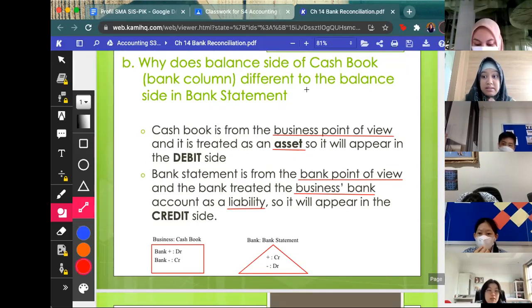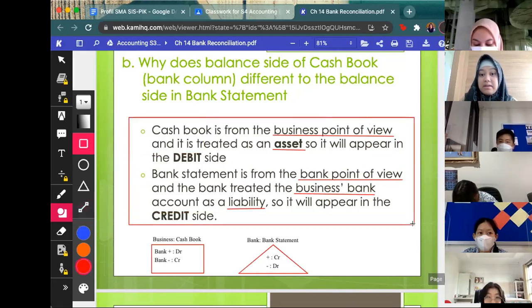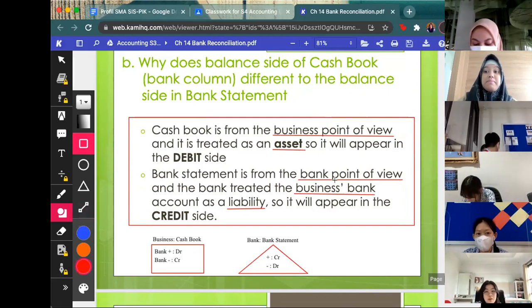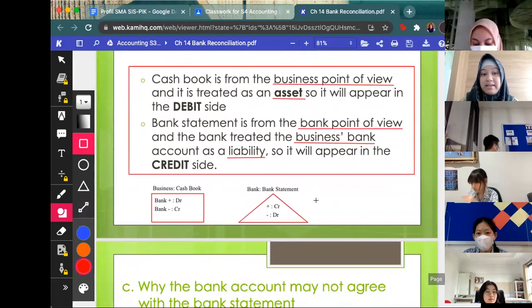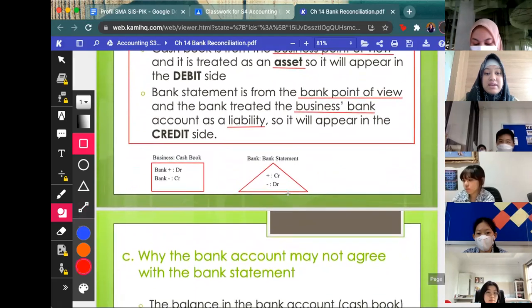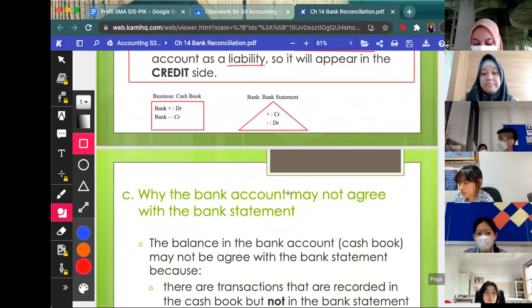It's always opposite. So the way you explain it is like this: show the point of view. The cash book is from the business point of view and the business will treat that as an asset. That is why it will increase in debit and decrease in credit. Meanwhile, the bank statement is from the bank point of view and it will be treated as a liability, so it will increase in credit and decrease in debit.